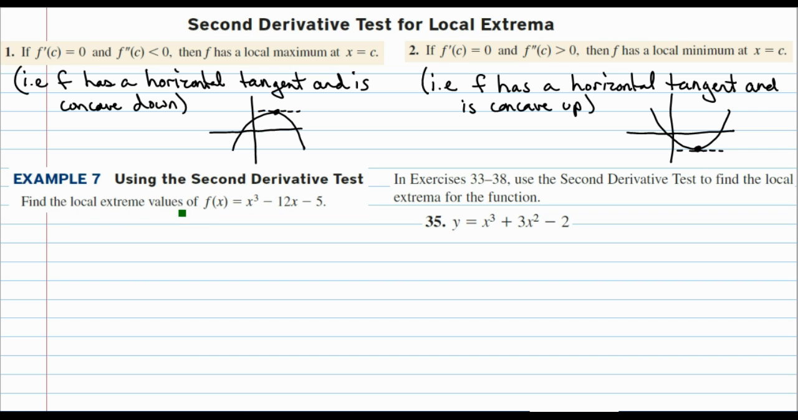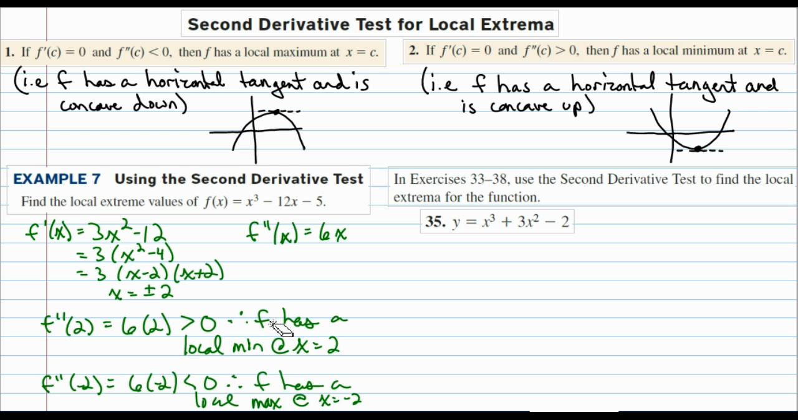Find the local extreme values of f of x equals this. So first I have to find the first derivative and see where it equals 0. And the zeros of f prime are positive and negative 2, so f will have horizontal tangents at positive and negative 2. So now I need to test the second derivative.